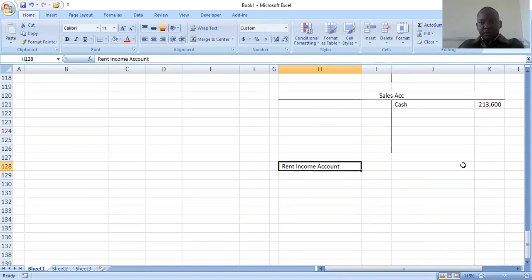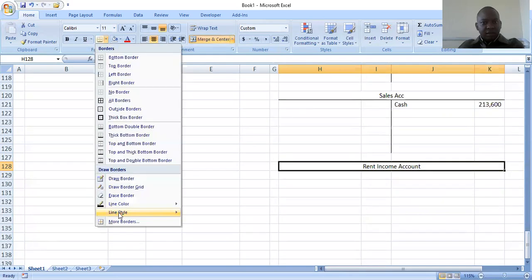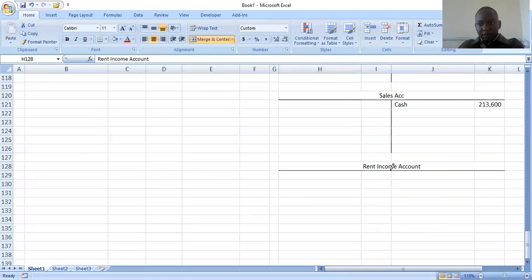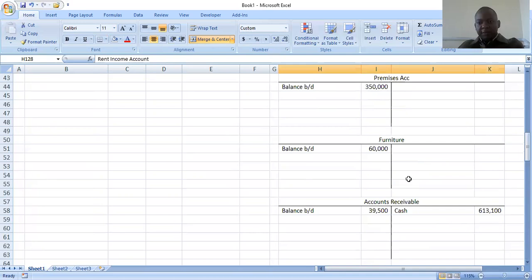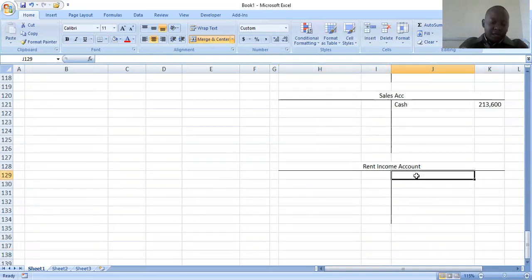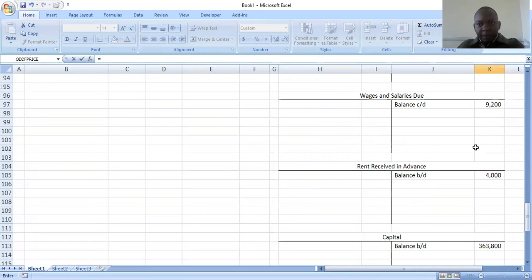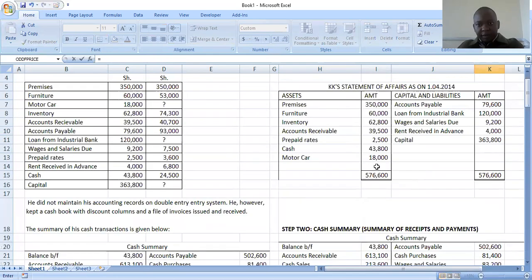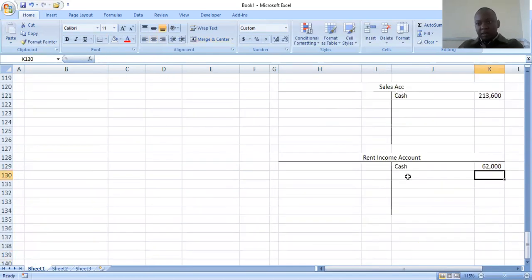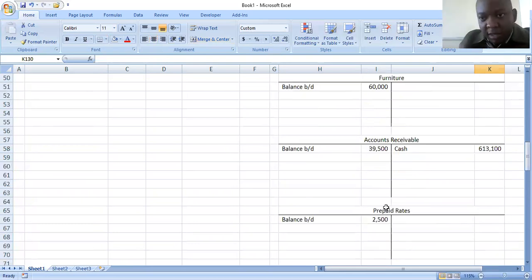So we open the rent income account, and this account should be credited. Because cash was debited, rent income is credited with the receipt of rent. So by cash account, and the amount is rent income 62,000, like that. We move on to the next transaction.